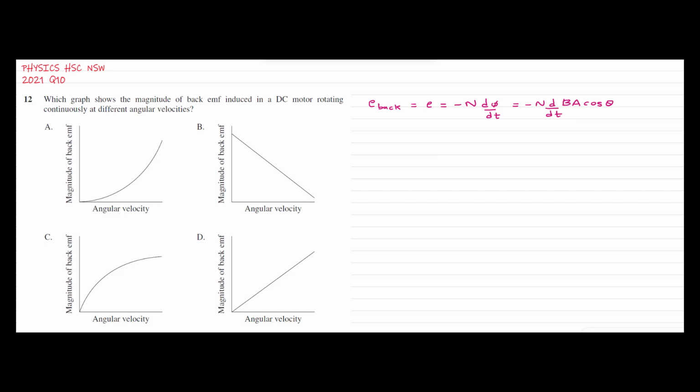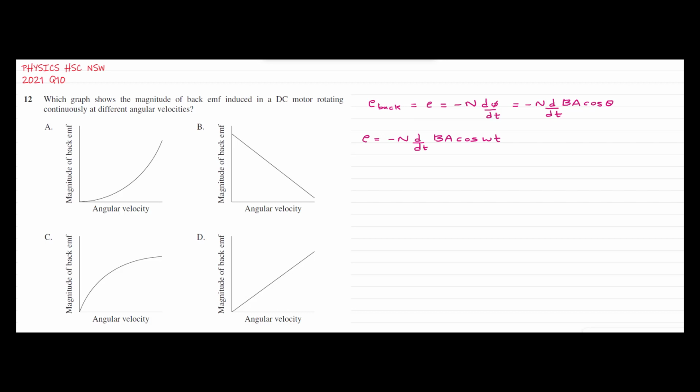θ is the angle which the normal to the area A makes with B. So this in turn can be written as EMF is equal to minus N d/dt of BA cos ωt, where ω is the angular velocity or angular frequency.